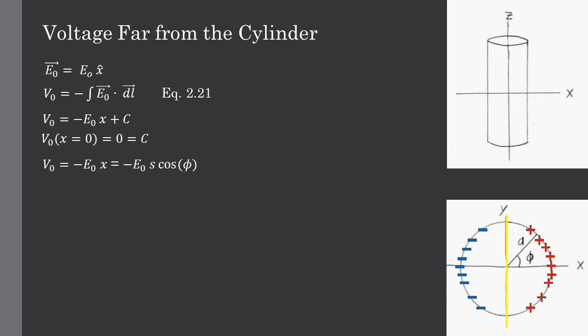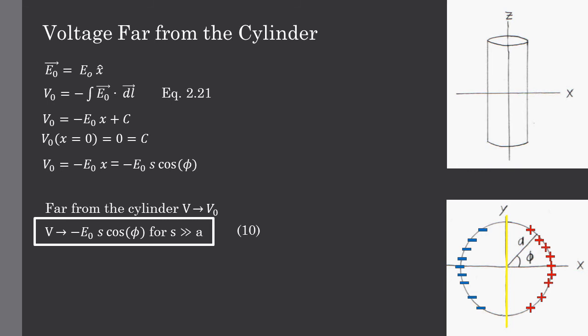Given this, adding the cylinder might change the voltage locally, but we'd expect, since it doesn't have any charges in it, that if you get far enough away from the cylinder, you won't notice the effect of it. So we expect that V is going to go to V0 for large values of s when we go far away from this cylinder. And we will use that as another restriction on our problem.